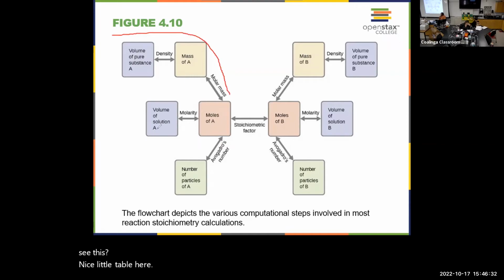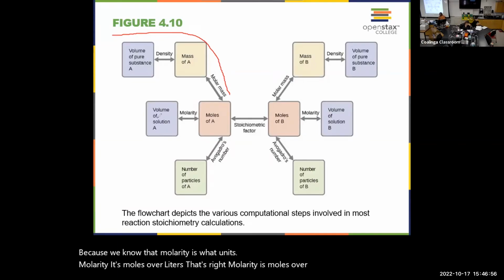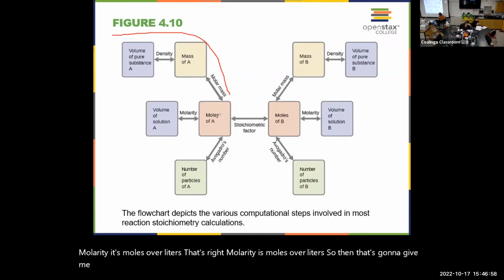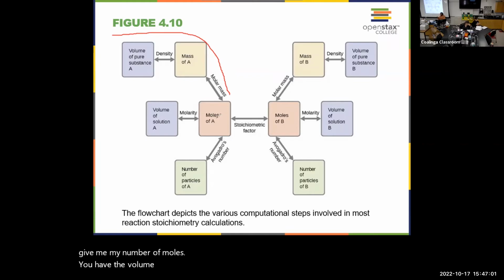If we're given volume, we can do the same thing if we have molarity, right? Because we know that molarity is what units? Moles over liters. That's right. So then the volume multiplied by the molarity is going to give me my number of moles. If I'm given number of particles, I can use Avogadro's number to get me to the moles.